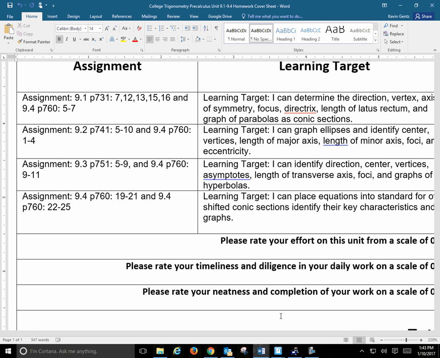So you're right here, folks, 9.3, page 751, 5 through 9, and 9.4, page 760, number 9 through 11. Tomorrow, you got to have your game faces on. Tomorrow's not an easy lesson.